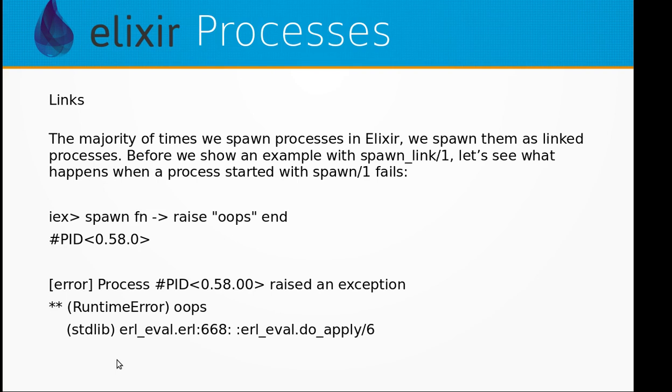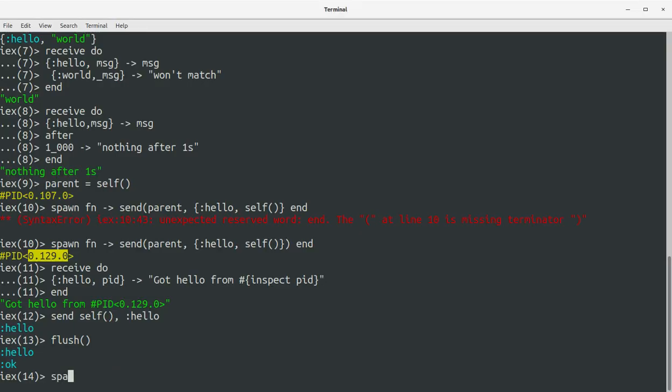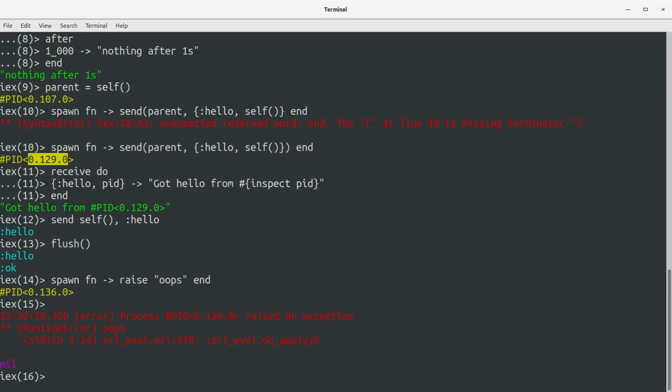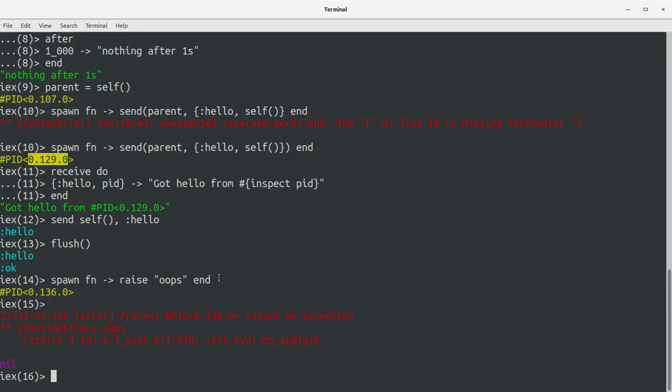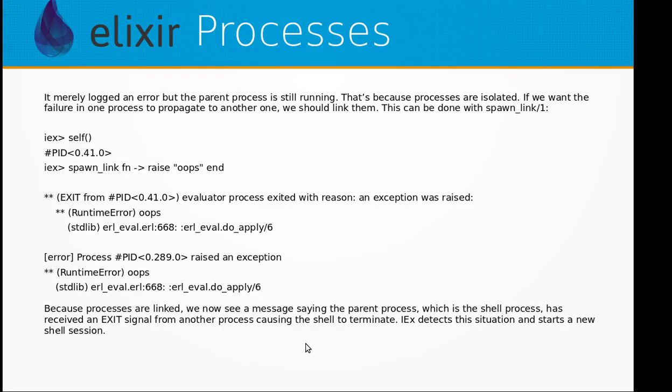So let's look at links. The majority of times we spawn processes in Elixir, we spawn them as linked processes. Before we show an example with spawn_link, let's see what happens when a process started with spawn fails. Spawn function raise oops, and okay, we got an error because we raised an oops error at runtime and we got this error value. It merely logged an error, but the parent process is still running.